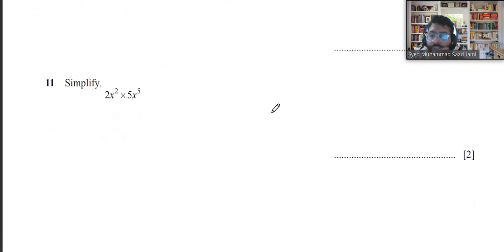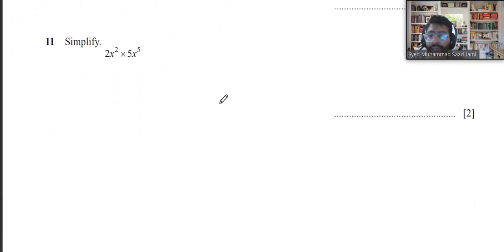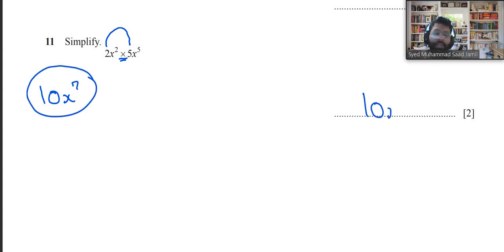Moving on to the next question, it says simplify. Look, this is kind of like a rule, some rules of indices as well. You will multiply 2 and 5, that's 10. And whenever there is this multiply sign, you add the power. So 2 plus 5 is 7. So this becomes 10x raised to power 7.